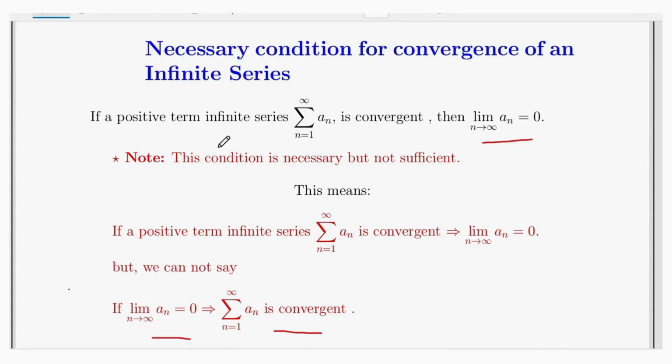Okay. If a positive term infinite series is convergent, अगर कोई भी सीरीज कन्वर्जेंट है तो ये कंडीशन सेटिस्फाई होगी, limit n tends to infinity an equal to 0. But if limit n tends to infinity an equal to 0 हो रहा है तो हम ये नहीं बोल सकते कि ये सीरीज कन्वर्जेंट है, ये सीरीज डाइवर्जेंट भी हो सकती है. Okay, so this is the necessary condition for convergence of an infinite series.